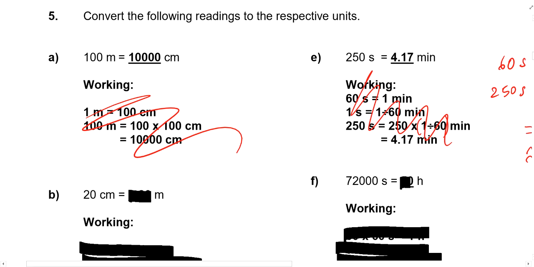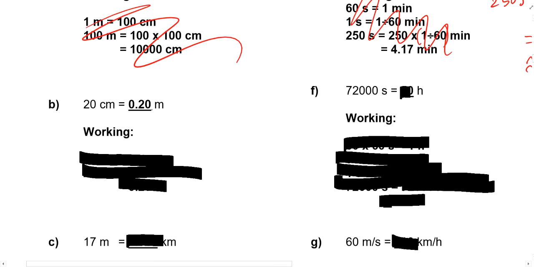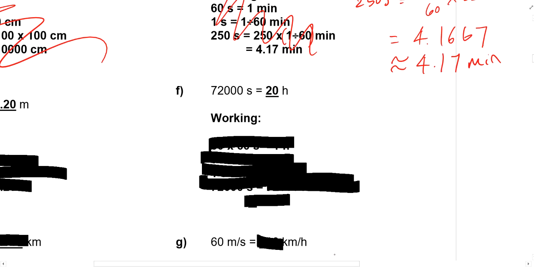Now, on 20 cm in meters, I'm sure you can do this. 0.2 meters, no need working for this one. 72,000 seconds into hours. Okay, so we know that there are 60 seconds in 1 minute, there are 60 minutes in 1 hour. So 60 times 60 is 3,600. Okay, are you able to do that mentally? 60 times 60? If you cannot, use your calculator, so basically you get 3600. So 3600 seconds equals to 1 hour.